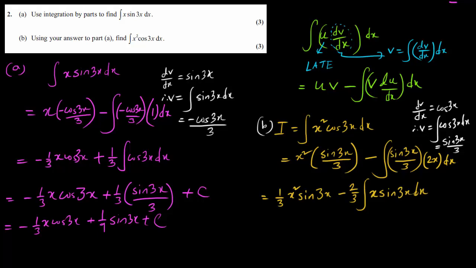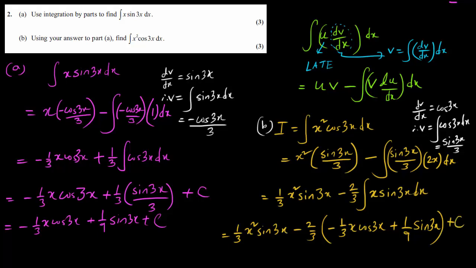Now if you take a look at this integration, x sine 3x dx is something we did in question number A. So all we have to do is plug in the value. So we can write 1 by 3 x squared sine 3x minus 2 by 3. Now let's plug in the value, minus 1 by 3 x cos 3x plus 1 by 9 sine 3x, and at the end we can write a plus c.